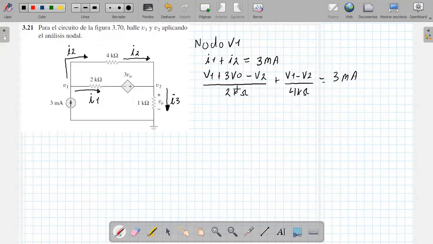Okay. Now what I'm going to do is, let's notice that Vo depends on the voltage drop across this resistor. So Vo is the voltage drop here, but it is the same voltage as from this point, which would be V2. Vo is equal to V2, because let's observe that this point and the terminal of this resistance are the same node, the same node as ground. So the same voltage: V1 plus 3 times V2, because it is Vo, minus V2, over 2 kilohms.